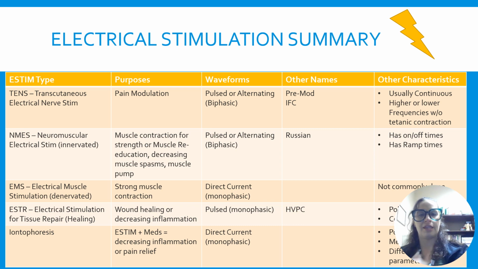So I think in the next page I'm going to go through parameters. For Ionto, it's completely different. If you remember, it's not frequency and pulse width and all that. It's just 40 milliamp-minutes, right? So whatever equals 40 milliamp-minutes, you know that you're good.